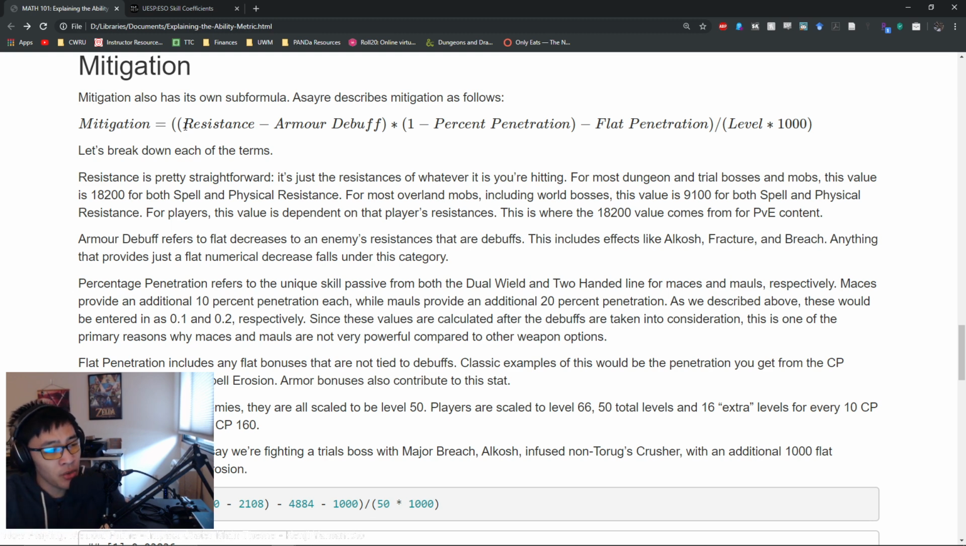So when we talk about reaching the pen cap of 18,200, that's really what we're talking about, basically getting through all the resistances that enemies have. Armor debuffs refer to flat decreases to enemy resistances that are considered debuffs. So Alkosh, Fracture, or Breach would be considered armor debuffs. Things like Crusher also fall under armor debuffs. So this is just a flat decrease, but it has to be a debuff. Things like your light armor passive, for example, wouldn't fall under this because that's not a debuff.